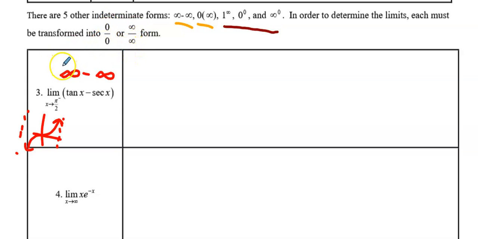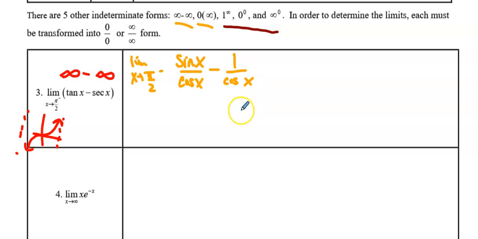That's really what we want to do for this particular problem. Well, let's do that. The first thing I can do here is rewrite this as the limit as x approaches pi over 2 from the left. Tangent is going to be sine of x over cosine of x, and then secant is going to be 1 over cosine of x. And so this is going to be my function. So hopefully you guys can see where I'm going with this.